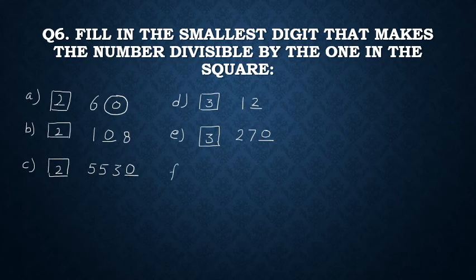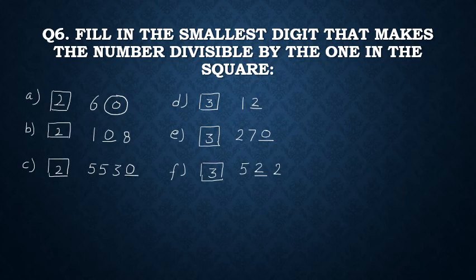Now the F part is, in the square the number given to us is 3 and the digits given to us are 5-2. Now see, 5 + 2 = 7 and for the number to be divisible by 3 we need 9. So we can write 2 here. Now it is divisible by 3. 5 plus 2 plus 2 is 9, and 9 is divisible by 3.